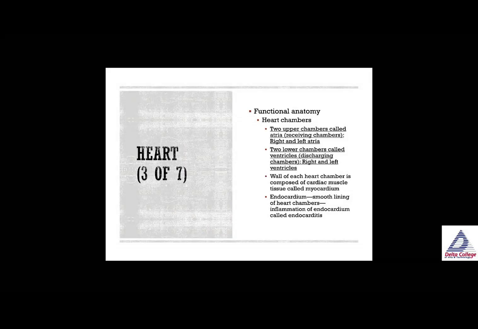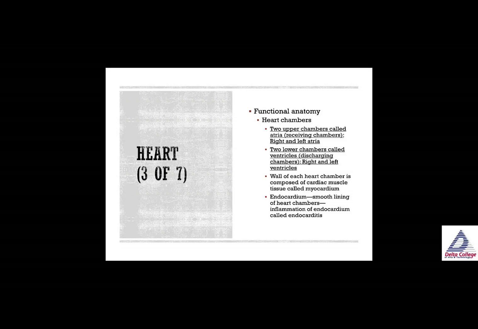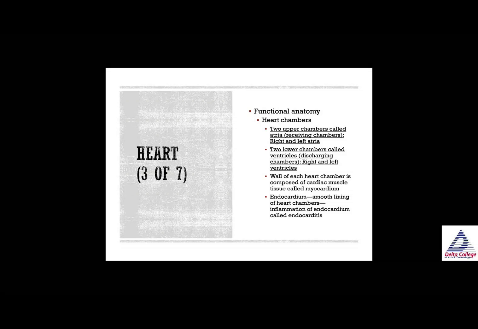So the functional anatomy of the heart chambers: we have 2 upper chambers called atria. The atria are the receiving chambers. You have a right and left atria. Remember, atria are the receiving chambers. Then you have the lower chambers called the ventricles. These are the discharging chambers, and you have a right and left ventricle.